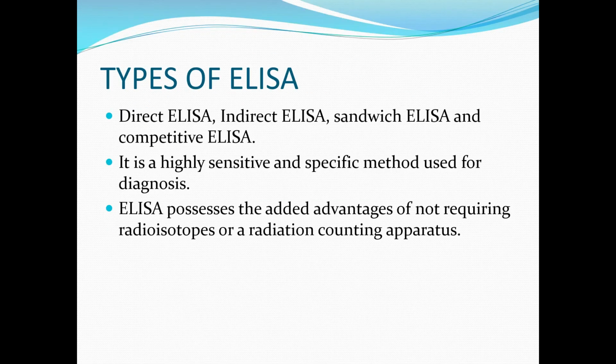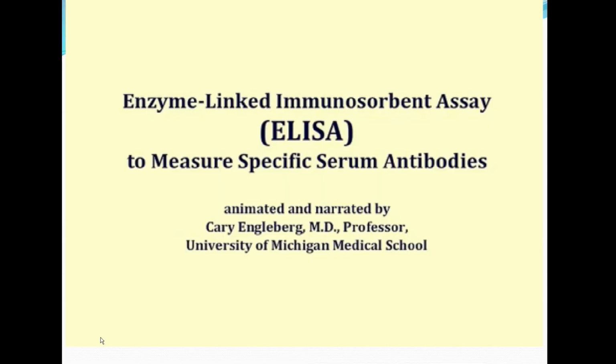Now the types of ELISA. There are 4 types of ELISA. They are direct ELISA, indirect ELISA, sandwich ELISA and competitive ELISA. So ELISA tests are highly sensitive and specific methods used for diagnosis. They possess added advantages because they do not require any radioisotopes or a radiation counting apparatus. ELISA is a commonly used format for serologic testing.